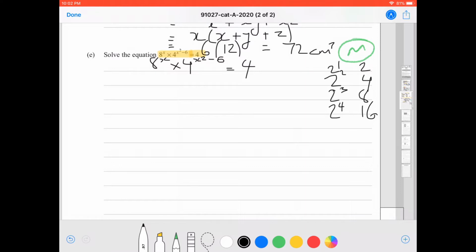So what this looks like, for our first term, 8 to the power of x, we're going to use 2 cubed equals 8. And we're going to say 2 to the power of 3, and then in brackets, x. Okay, and with that we haven't actually changed anything. 8 to the power of x is the same as saying 2 cubed to the power of x. Okay, for the 4 we're going to use 2 squared. So 2 squared, and then that's raised to the power of x squared minus 6. And just for the single 4, again we're going to say 2 squared.